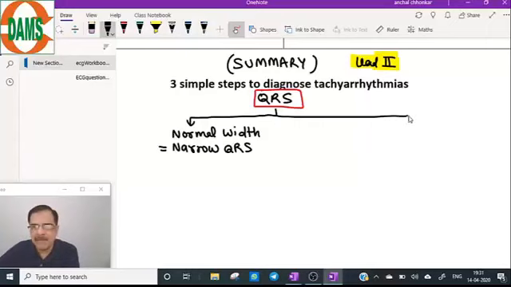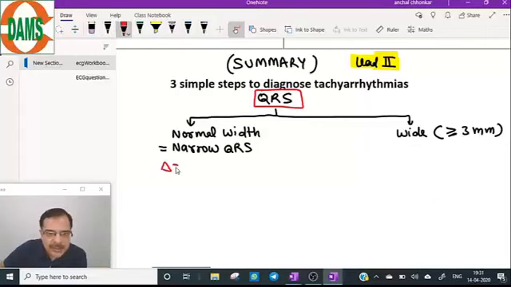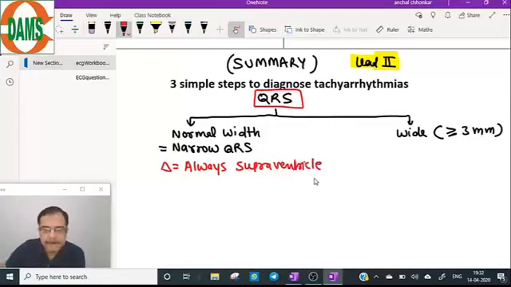Or it can be a wide QRS. Wide means more than or equal to 3 mm. So here, if it is a normal or a narrow QRS complex, without any exception, our diagnosis is that it will always be supraventricular, because a ventricular rhythm can't have a normal complex.